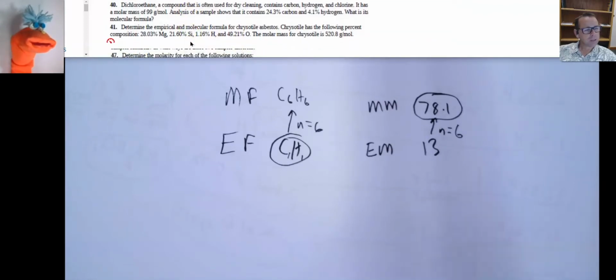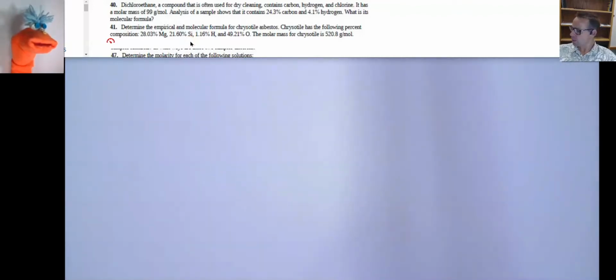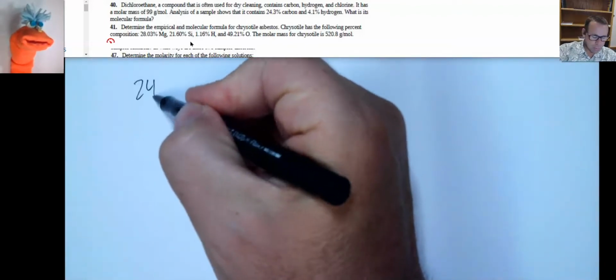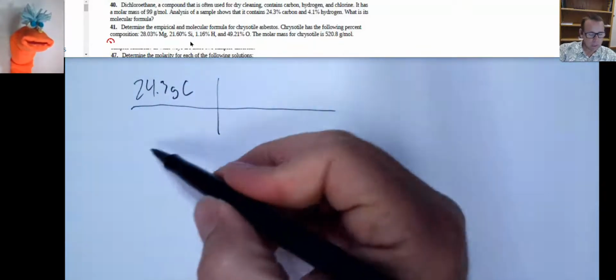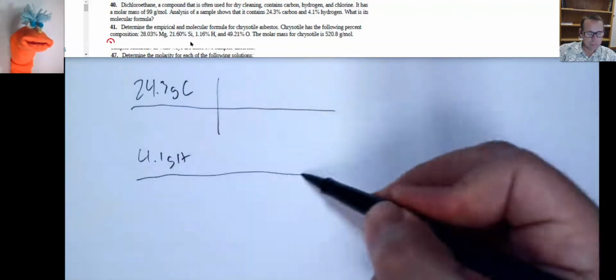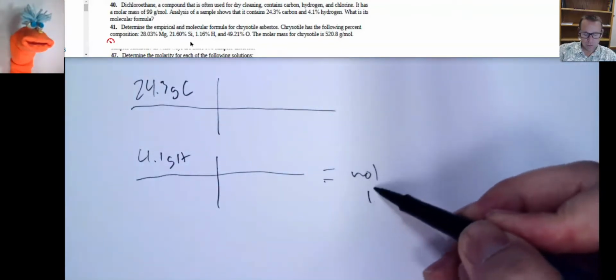Number 40 here, dichloroethane, a compound that is often used in dry cleaning. It contains carbon, hydrogen, and chlorine. It has a molar mass of 99, and an analysis of the sample showed it was 24.3% carbon, 4.1% hydrogen. What's the molecular formula? What percent chlorine? Well, if chlorine's what's left, it's got to be 100 minus the 24.3 and minus the 4.1, right? So we can assume a 100-gram sample, 24.3 grams of carbon. In a 100-gram sample, that's how much carbon there would be, right? 4.1 grams of hydrogen.